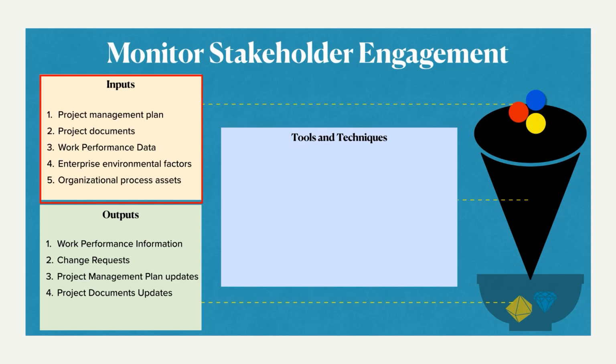Again, as you can see, the same set of generic inputs. We can refer to all the components from the project management plan, and all the relevant project documents like risk register and issue log. The work performance data, anything that is related to the stakeholders, can be referred to, and the default enterprise environmental factors and organizational process assets are also referred to.